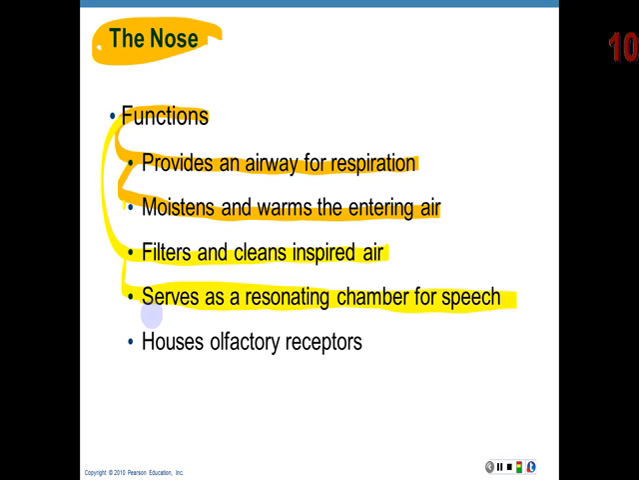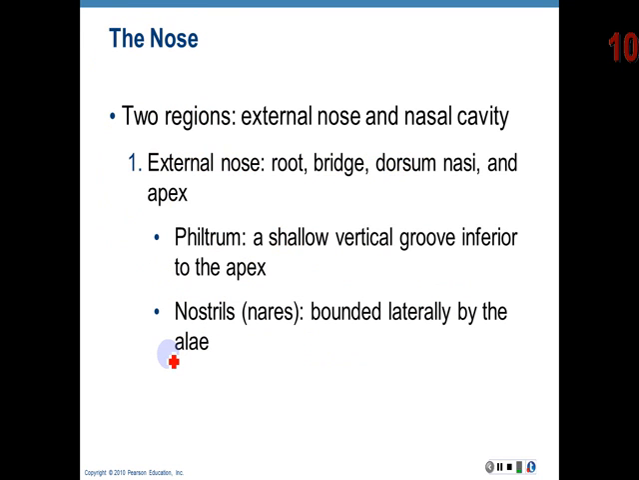Your nasal cavity also is a place where the olfactory receptors are, so you can detect a sense of smell through your nose. There are two parts of your nose, the external nose and the nasal cavity. The external nose is that thing on the front of your face that occasionally people pierce, to my eternal bafflement. That includes the root, the bridge, the dorsum nasi, and the apex.